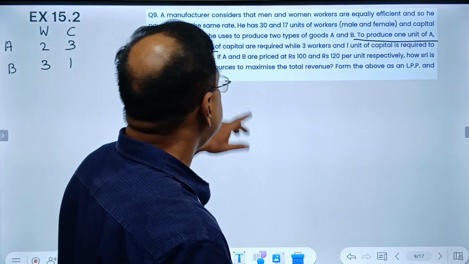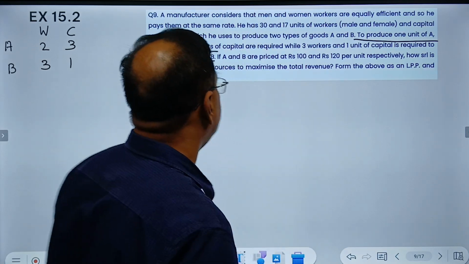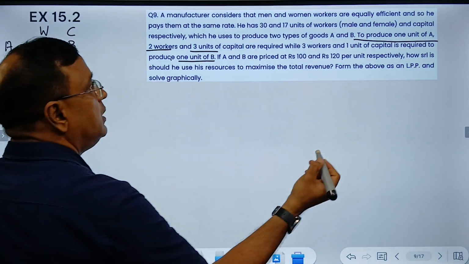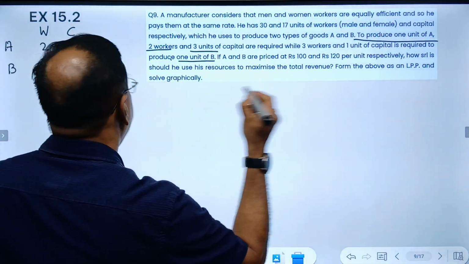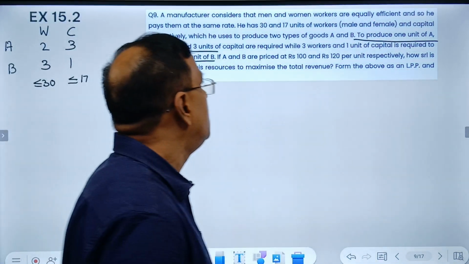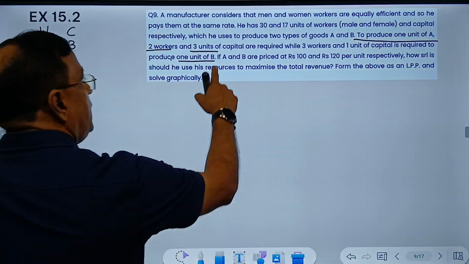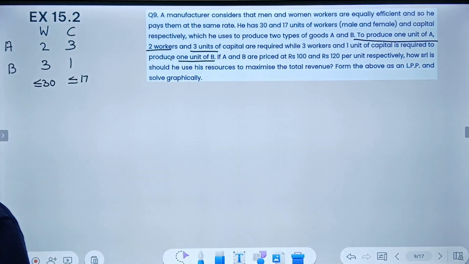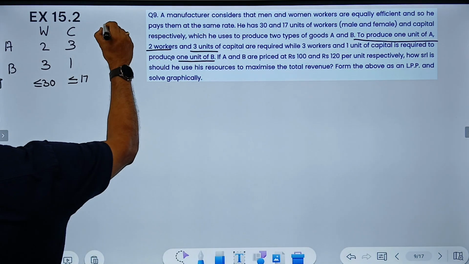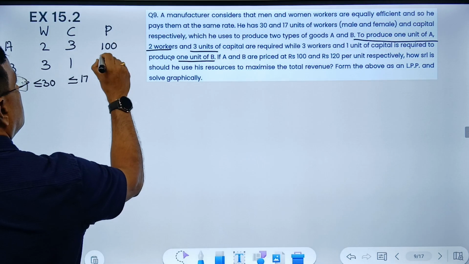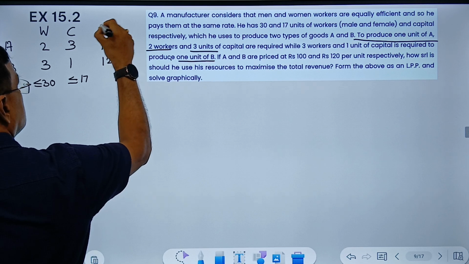But he has also said he has only 30 units of worker. So you cannot have more than that. And he has only 17 units of capital. Correct? And if A and B are priced at 100 and 120 respectively, how should he use his resources to maximize his total revenue? So what is the price? The price is 100 rupees and 120 rupees.